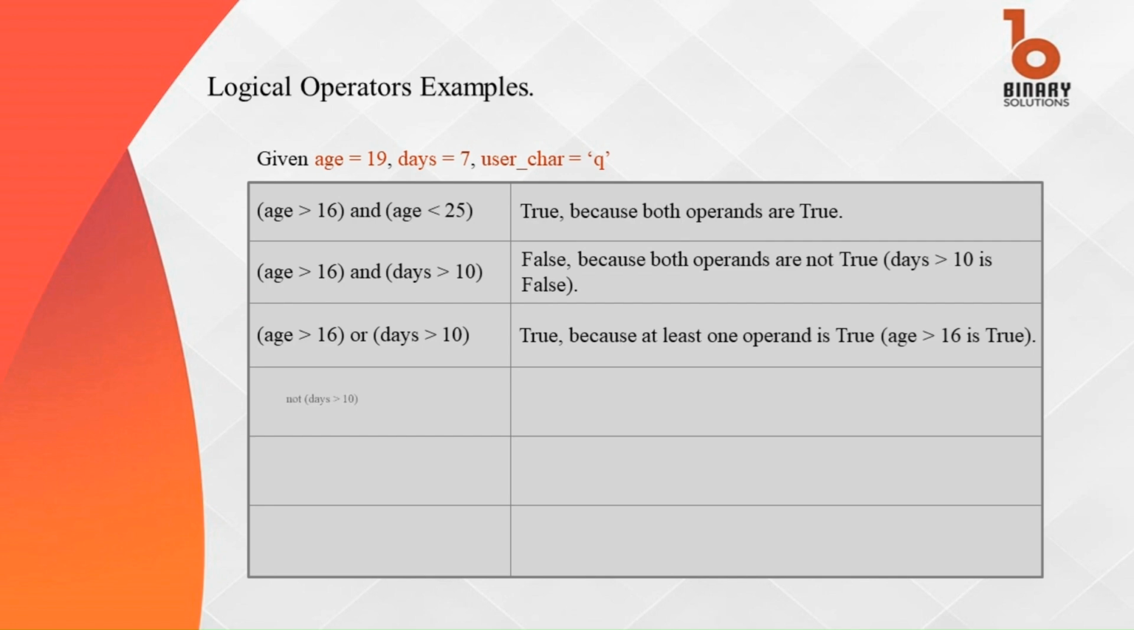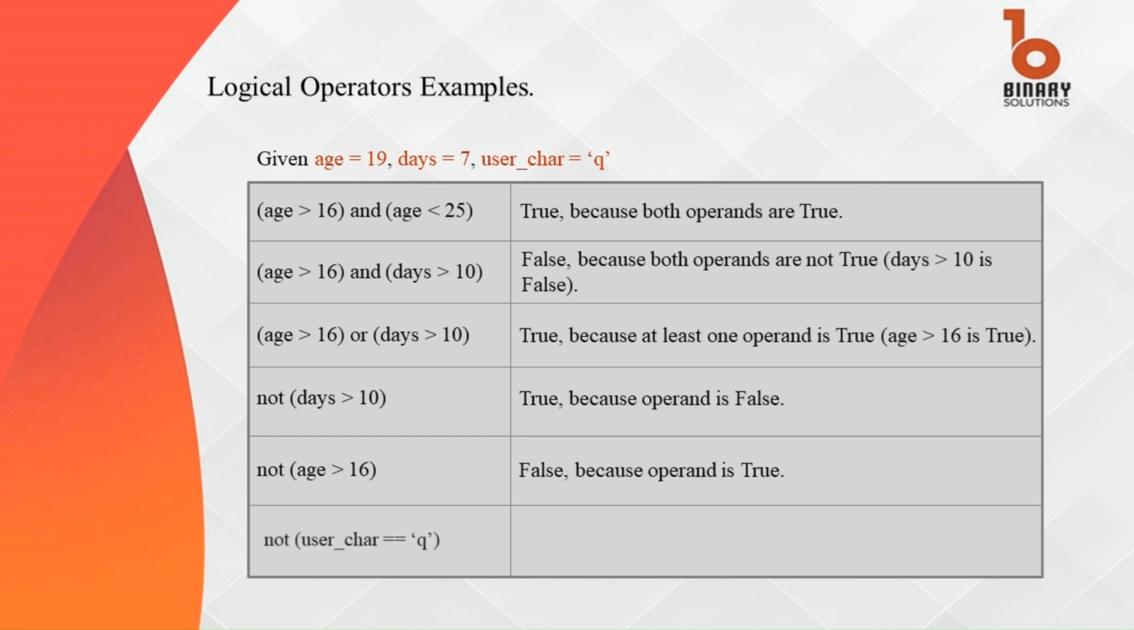In the fourth example, not days > 10 evaluates to true because the operand, days > 10, is false, and the not operator inverts it. Similarly, not age > 16 evaluates to false because age > 16 is true and not inverts it to false. Lastly, not evaluates to false because the operand is true and not flips it to false.